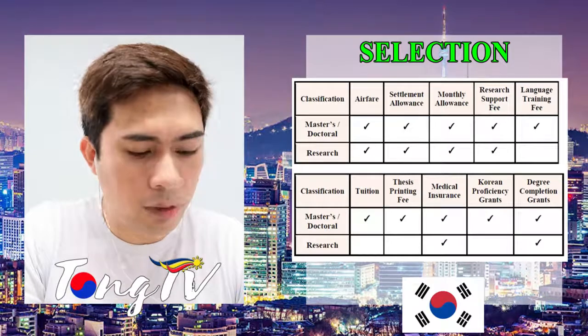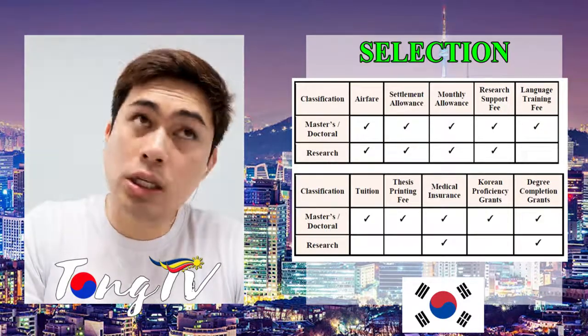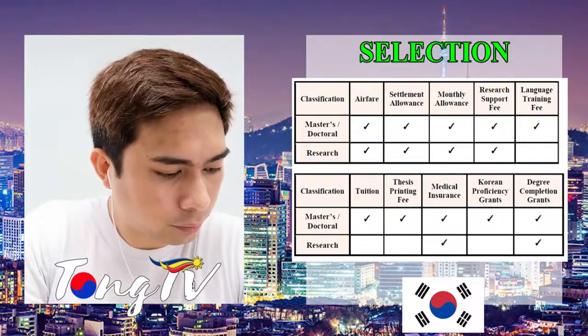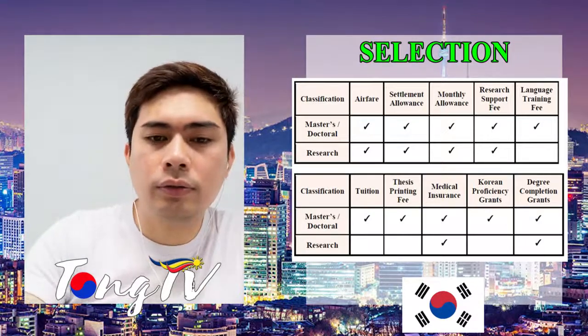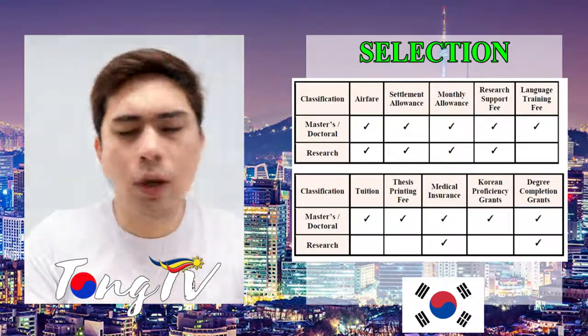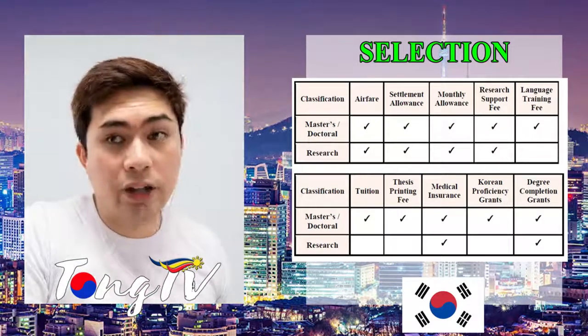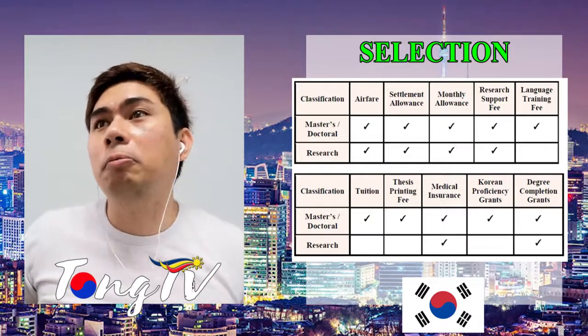For research program, it's 1.5 million, so around 60,000 pesos per month. Am I right? 1 million is 40,000. So for research program, you have a higher monthly allowance. I have my notes.